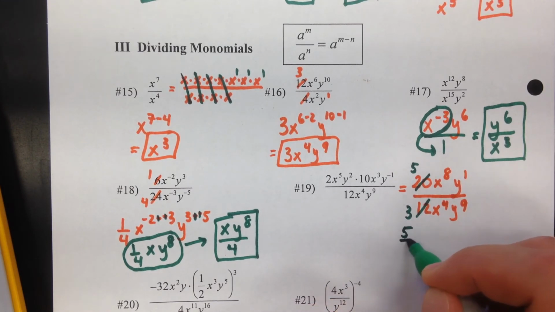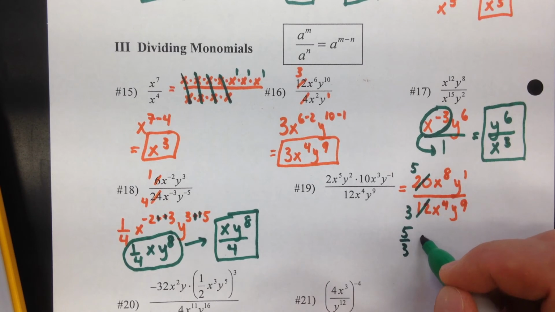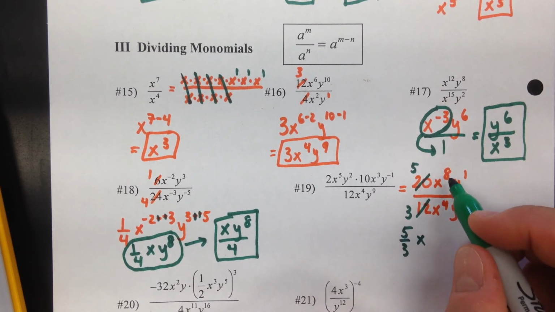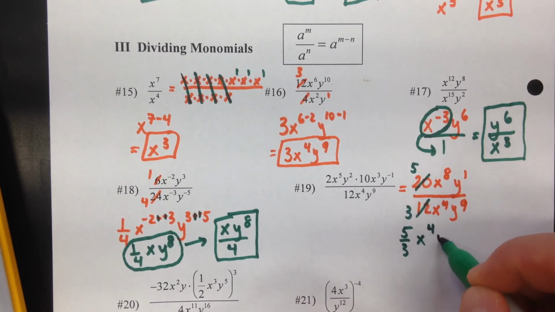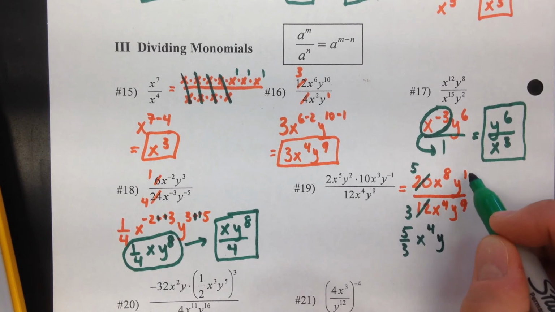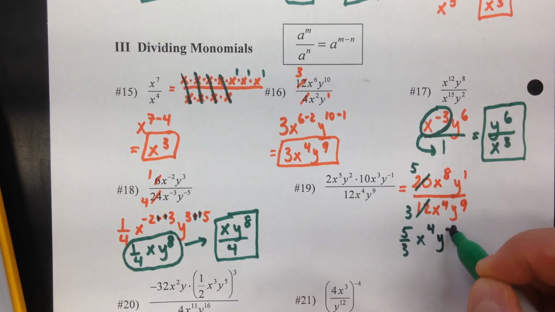So we get 5/3. When we divide variables, we subtract the exponents. 8 minus 4 becomes x to the 4th. And then we have y to the 1 divided by y to the 9th. 1 minus 9 is negative 8.